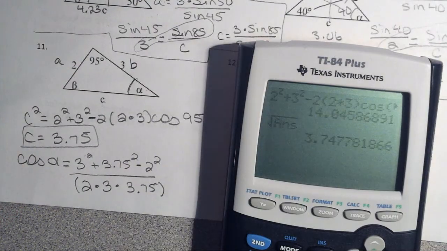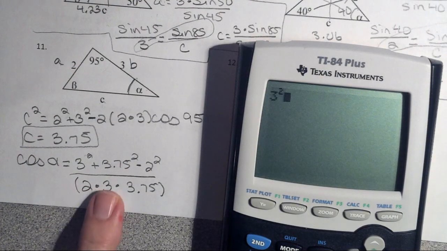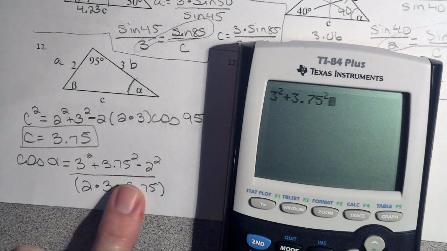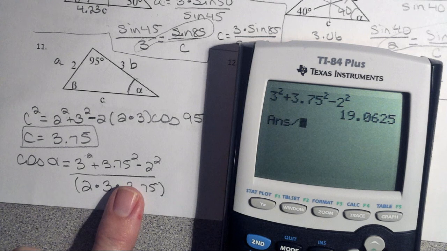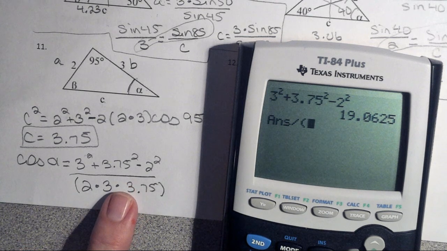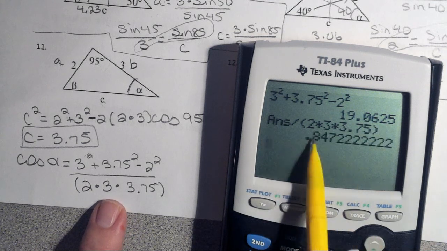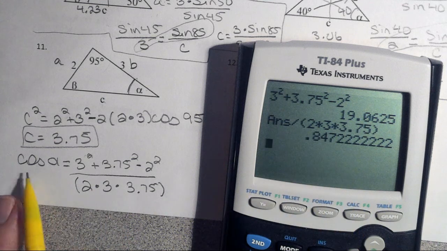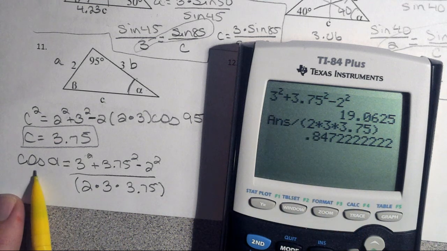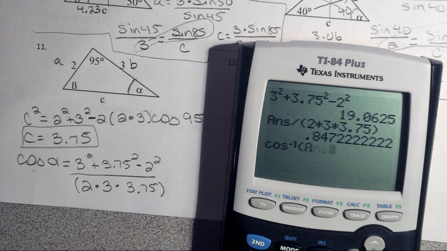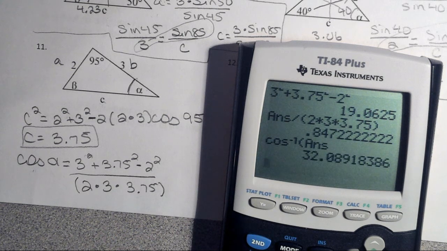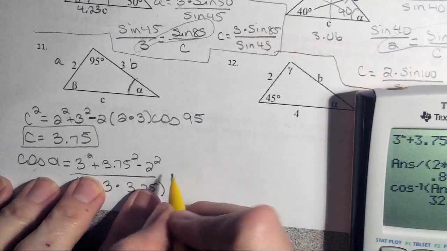All right, so let's practice how we put this in your calculator. You type in the numerator exactly like you see it. And then I told you to go hit enter. Divided by, you have to put parentheses or you're going to end up getting an error. 2 times 3 times 3.75. And I get this itty bitty decimal. But remember, you're looking for an angle. And when you're looking for an angle, you have to remember the second cosine, second answer. So it's 32.1. My angle is 32.1 degrees.